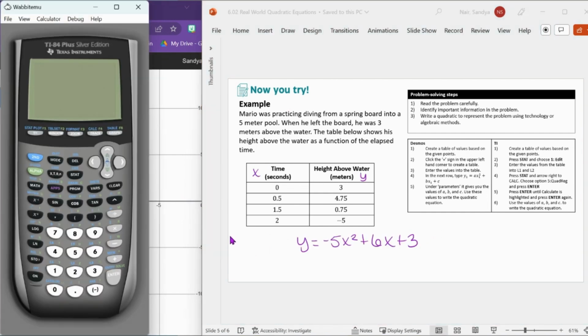So I chose to do this problem on my TI calculator. So I went to Stat and then hit Enter on Edit. And then in L1 and L2, I entered the values from this table. So once you've entered the values, remember you go to Stat and then arrow to Calculate and choose Quad Reg, which is option 5. And then when you keep hitting Enter until Calculate is highlighted, you hit Enter again. And then that gives you the value of A, which is negative 5, B is 6, and C is 3. So we can write the quadratic equation negative 5x squared plus 6x plus 3.